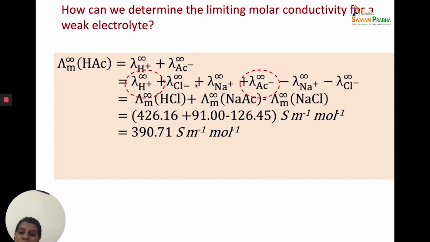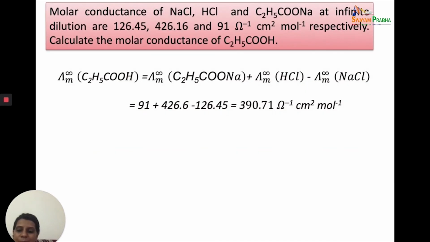But with these I am also getting 2 extra ions. I am getting Cl- ions and Na+ ions. So I will subtract the value of lambda infinity of NaCl. These values we will take for HCl and sodium acetate, we will add them, and then we will subtract the value of lambda infinity of NaCl. I will get the value of lambda m infinity of acetic acid. So this is just simple manipulation of algebraic expressions in terms of electrolytes.